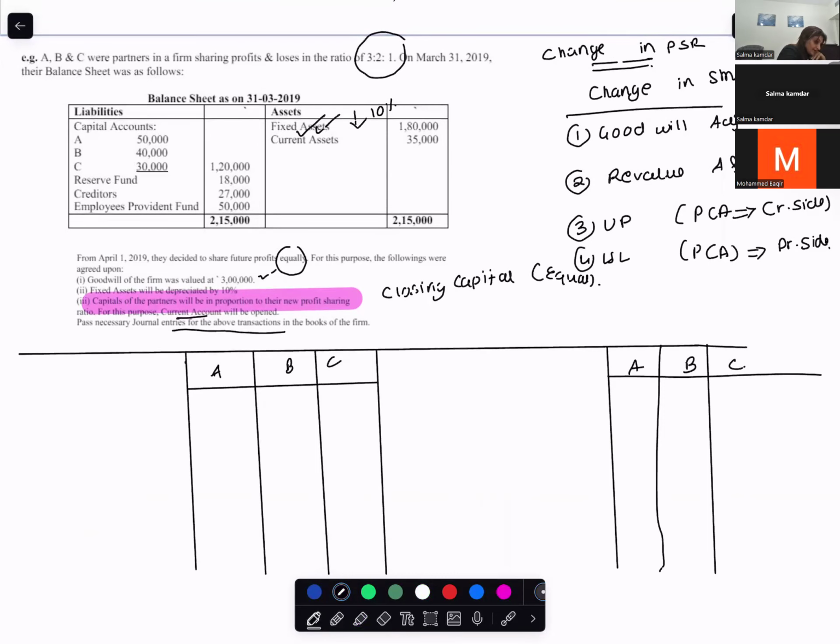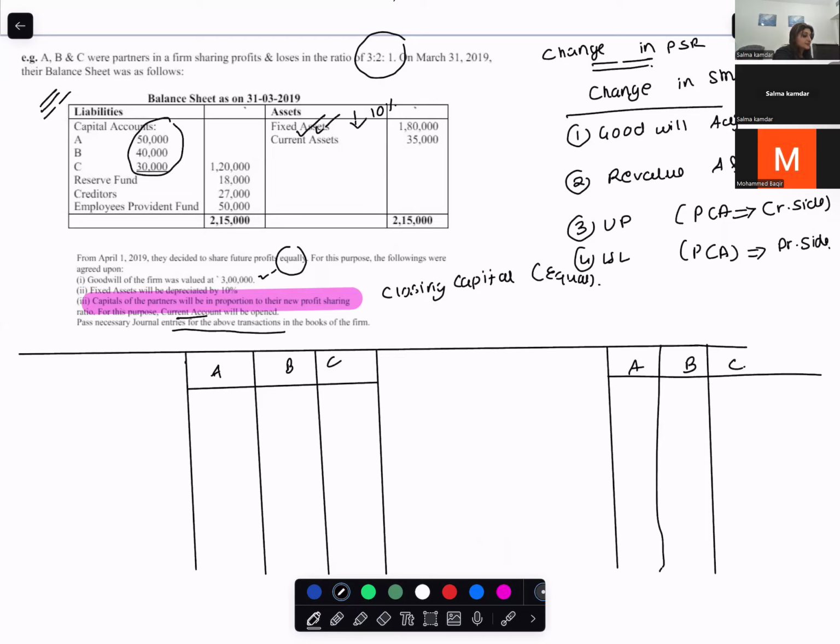Fine. The balance sheet is there, partner's capital is there, and you have to pass journal entries. How will you proceed? Ma'am, first we can take the goodwill of the firm, right? First, you will always start with your balance sheet. Okay, balance sheet. Where will you write the capital account balances?